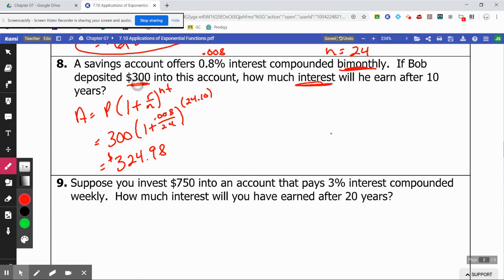Now, there's a problem with that answer because it says how much interest will he earn. He invested $300. He now has this much money. 300 of that was the investment. So the actual amount of interest that he has earned is only the $24.98. Again, $300 was the initial investment, so you have to take that off to see how much interest his account has earned.